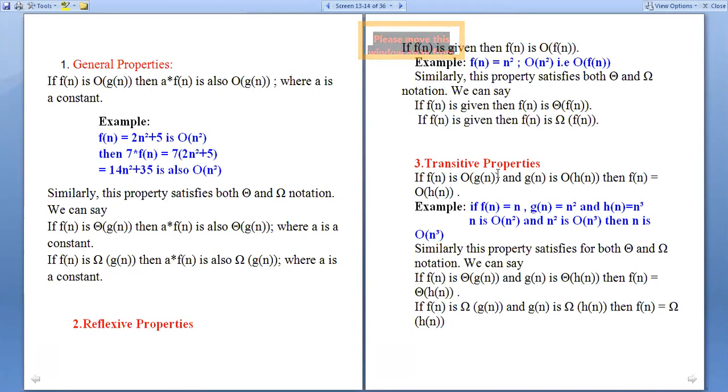For example, consider this one expression. If f of n is equal to n, what is f of n? The value is equal to n. What is g of n? That is equal to n square. H of n, n cube. N is big O of n square and n square is big O of n cube. Then n is big O of n cube. So what did you understand from this?